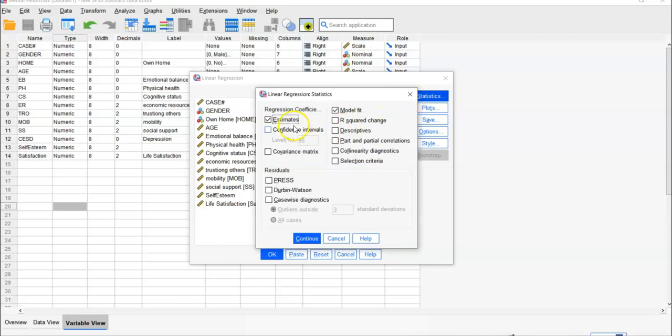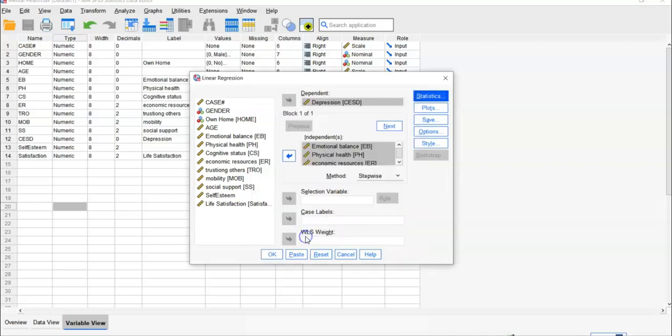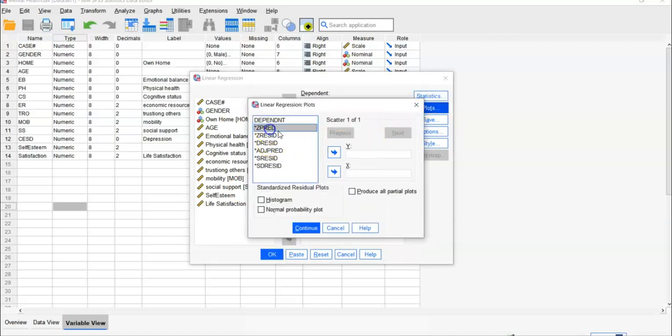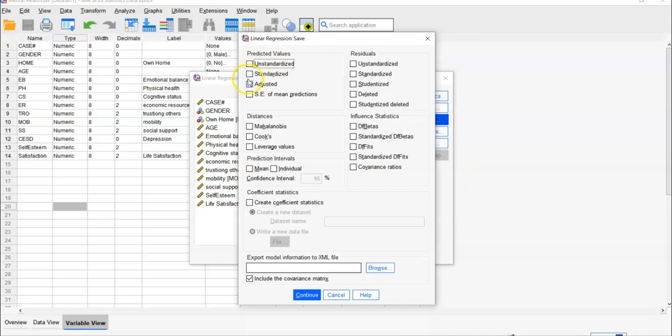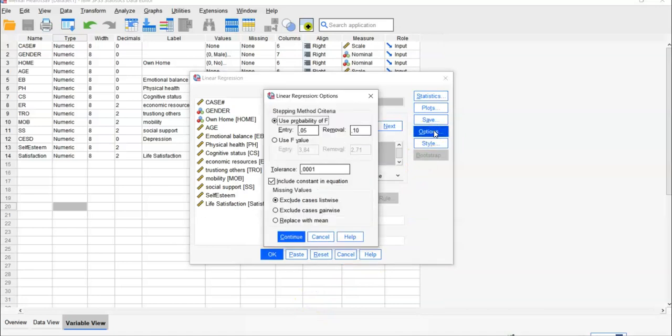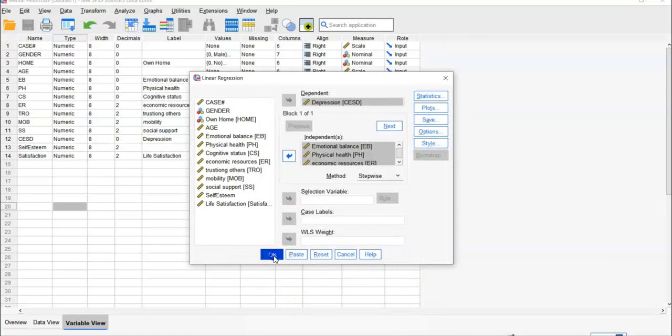Then in Statistics, you have the estimates, model fit, R-squared change, so we will see how much variance is contributed, and the collinearity diagnostics. Okay. And the Plots: you put the prediction on X and the residual on Y. We need a histogram and normal probability plot for the normality of residuals. In Save, you choose unstandardized, and also we need the prediction intervals, individual. They will predict individual scores with a confidence interval of 95%. Continue. And Options, that is okay, the default. So we can go okay.